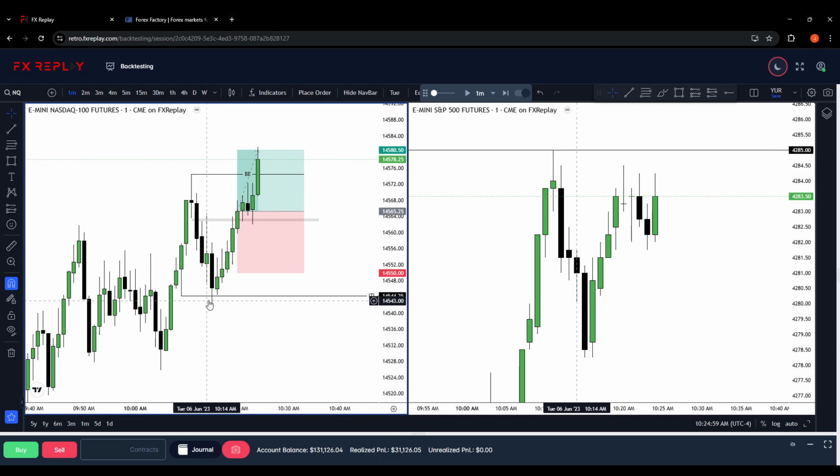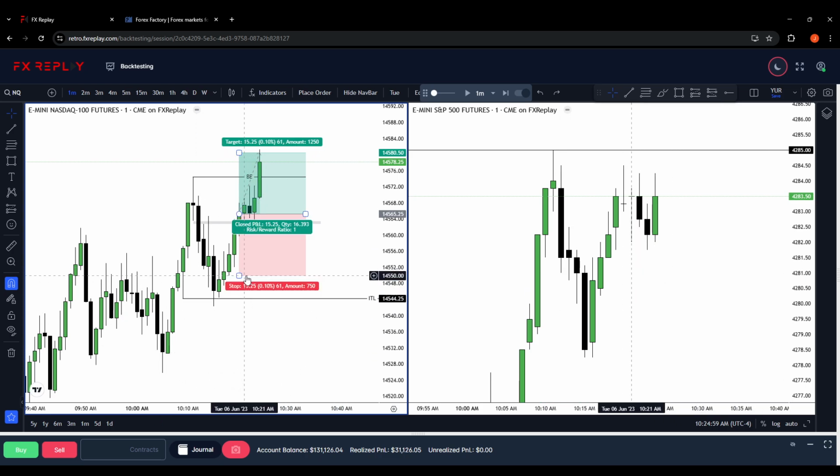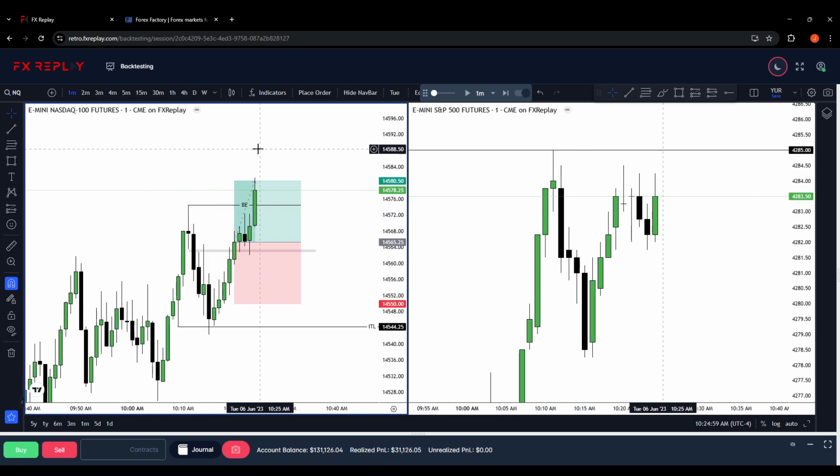But just a continuation model off this 1 minute fair value gap, swept this intermediate term low side of fair value gap. Just plays higher, 1 minute inversion, break even to external high, 1-to-1.